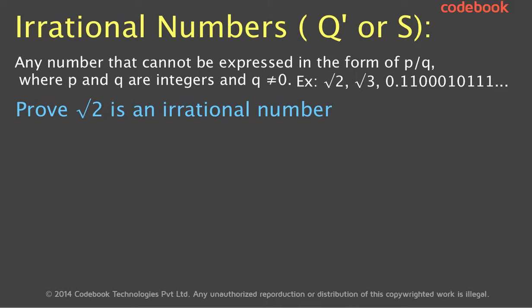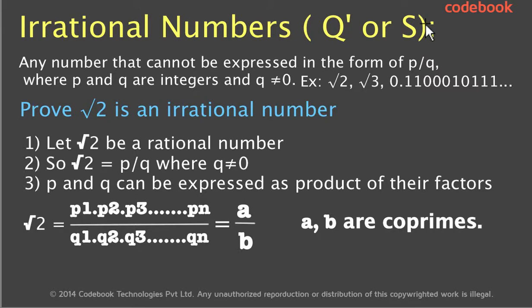For example, if you are asked to prove root 2 is an irrational number, we can apply some of the theorems that we just learned and prove it. Let's see how we can do that. Now let us try to prove root 2 is an irrational number. Let's assume that root 2 is a rational number. So we will start with the contrary and assume the contrary of this given statement is true. So root 2 is a rational number.